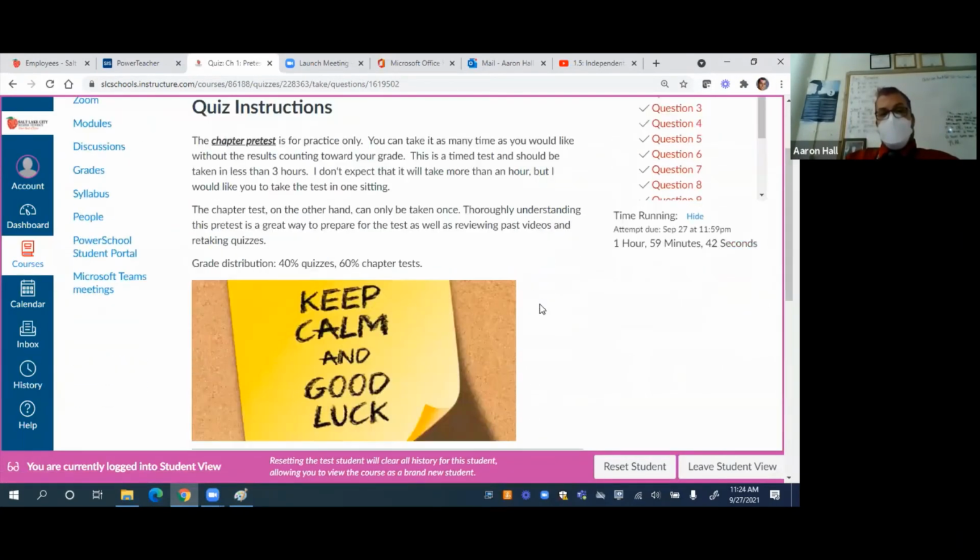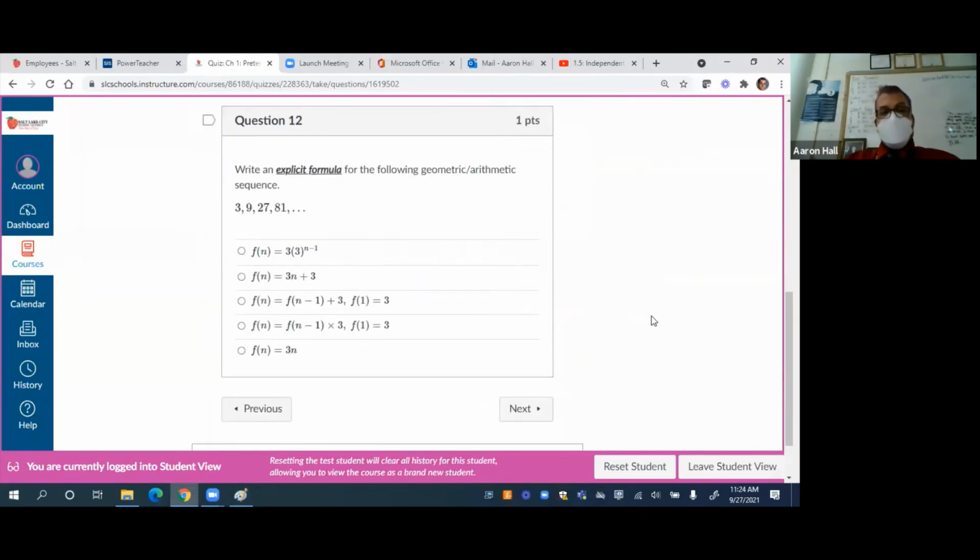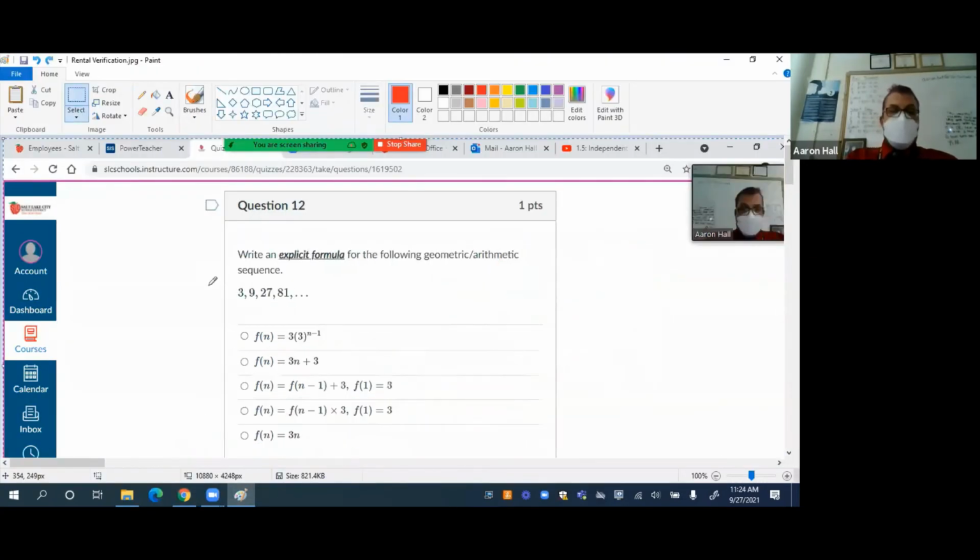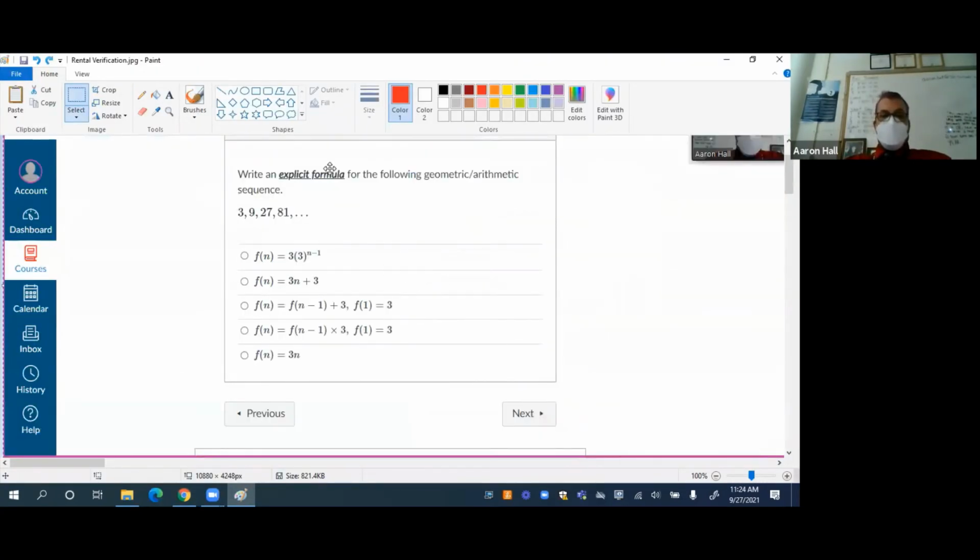Number 12 looks like this. Okay. It says explicit, so that means we can rule out which possible answers? Yeah, we can rule this one out, and we can rule this one out. Why? Those are recursive. It says previous term, that says previous term plus 3, and that says previous term times 3. So those are both recursive, not explicit. So I can rule both of those out.